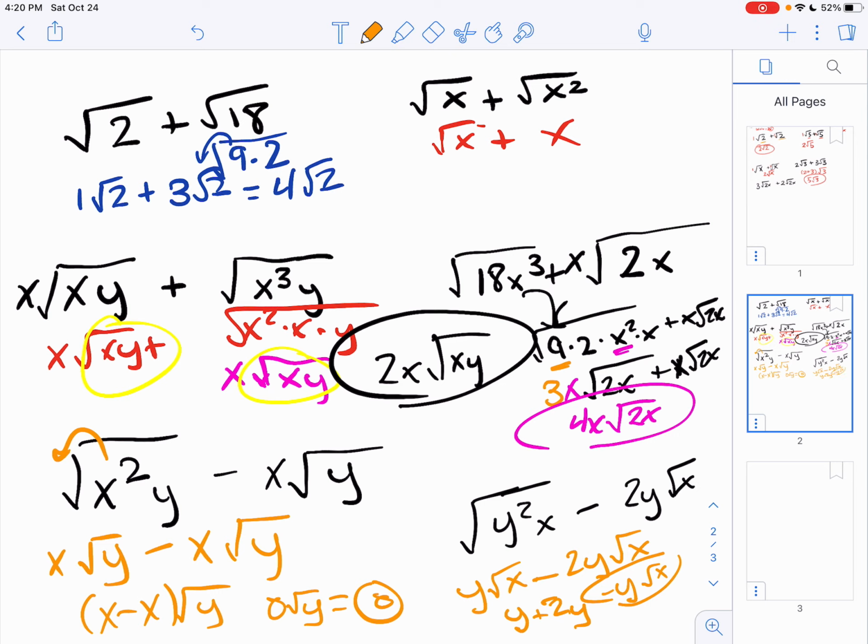And that's it. So the moral of the story is we have to make sure that what's inside the radical is the same. And if they are both the same, we can add them together. Sometimes you might get a situation where you have 3 different radicals, 4 different radicals, but you have to always make sure that everything inside the radicals are the same. And then you can add them together or subtract them.